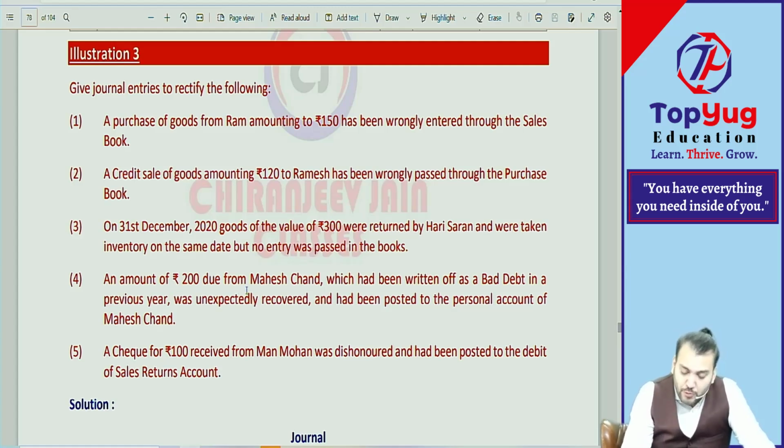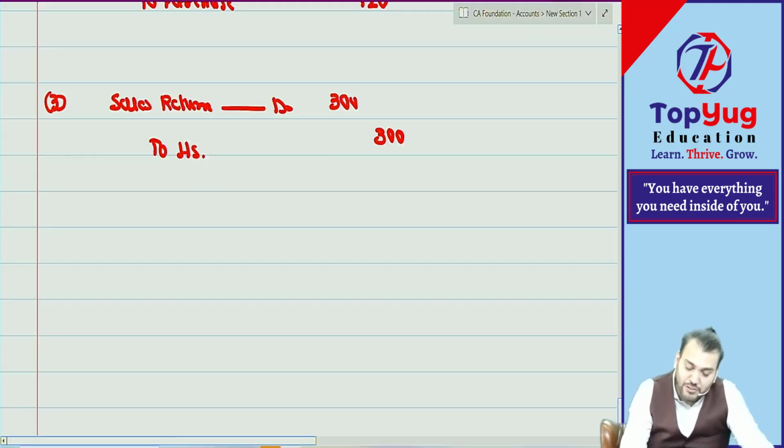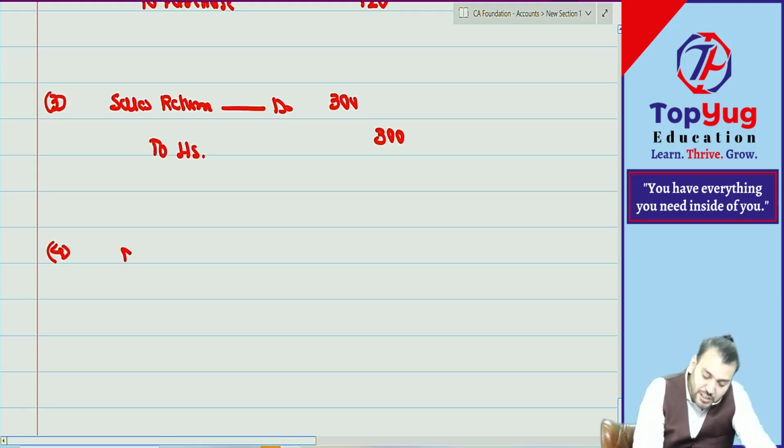An amount of 200 due from Mahesh Chand, which had been written off as bad debt in the previous year, was unexpectedly recovered, but had been posted to his personal account. What is the journal entry of bad debt recovery? Cash account debit to bad debt recovered, but they have credited Mahesh Chand's personal account. So what will be the rectified entry? Mahesh Chand account debit to bad debt recovered.